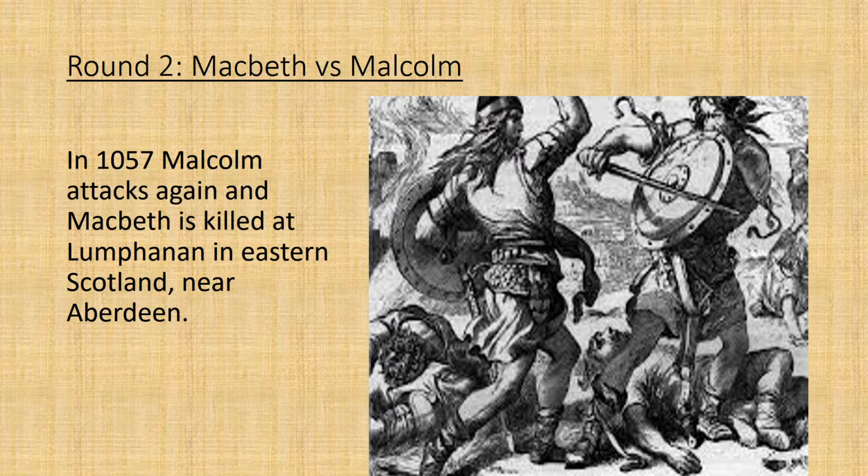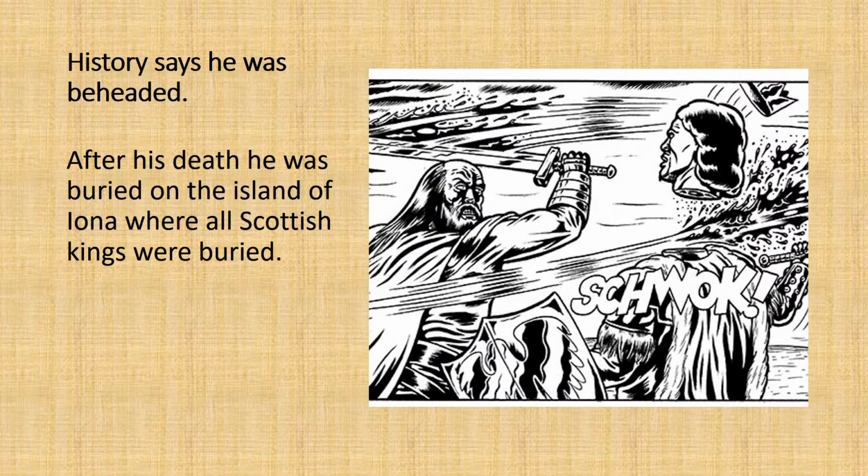So a few years later, Malcolm returns, and in a place called Lumphanan, in the northeast of Scotland near the city of Aberdeen, Macbeth's army is defeated and Malcolm is successful. And in battle, he beheads Macbeth. So the history of Macbeth and the story of Macbeth both have him being killed by being decapitated. And his body is then taken to the Scottish island of Iona, where traditional kings are buried. But there's one story where Macbeth's body is actually buried near the city of Aberdeen, and they don't know exactly where his body is genuinely buried.